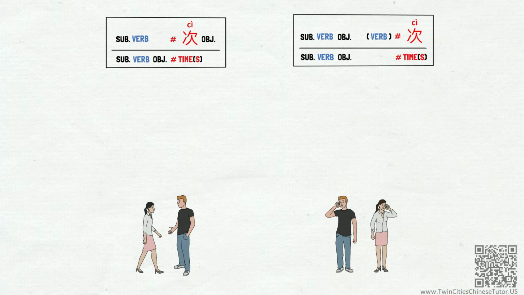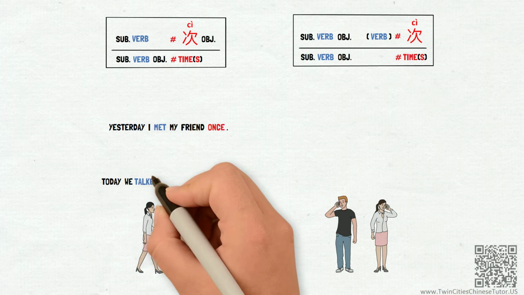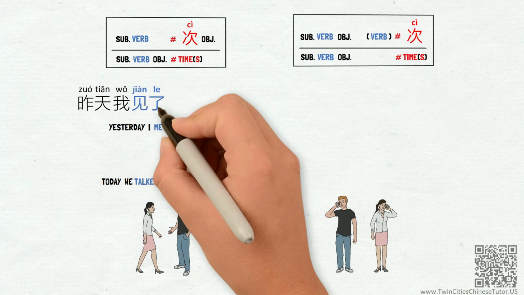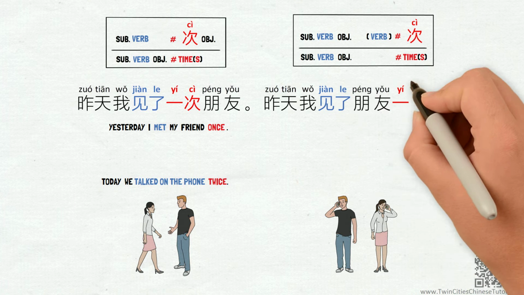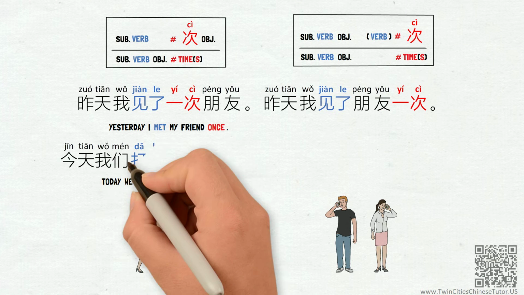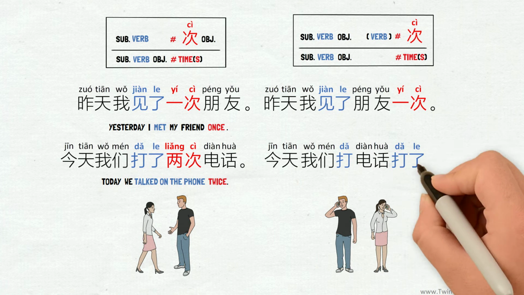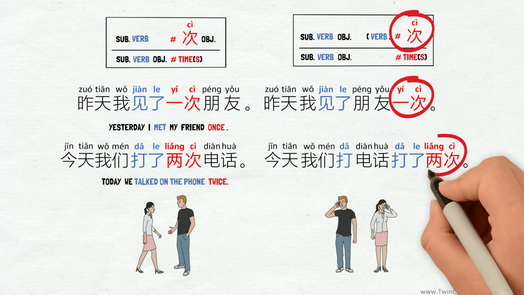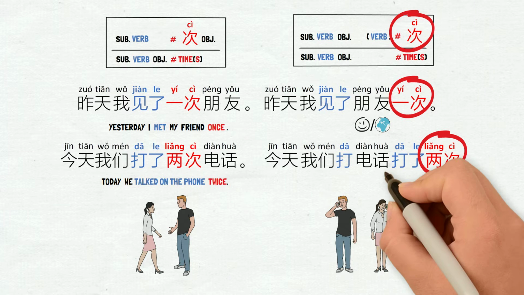If Miro wants to say, yesterday I met my friend once. Today we talked on the phone twice. He could say, 昨天我见了一次朋友. Or, 昨天我见了朋友一次. 今天我们打了2次电话. Or, 今天我们打电话打了2次. Notice here in the second version of each sentence, the number of times is placed at the end. And when the object of the sentence is not people or places, we have to repeat the corresponding verb once.